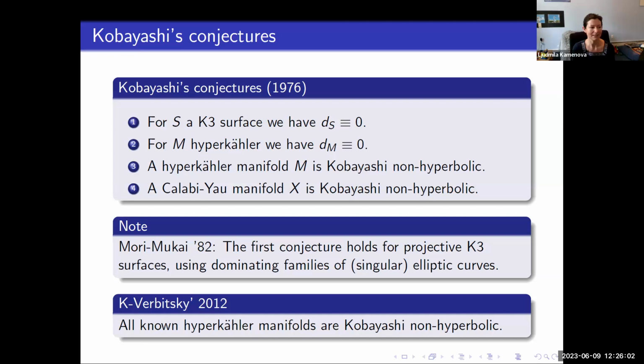So if you have a density of Lagrangian fibrations, then basically you get any point in this moduli space as the limit of Lagrangian fibrations, which are non-hyperbolic. So every point is non-hyperbolic. So that's the idea.